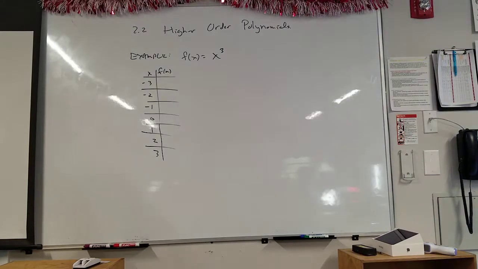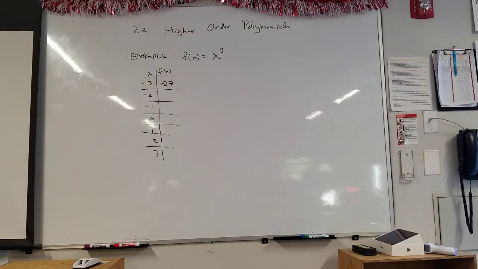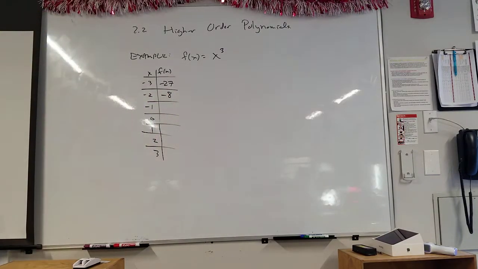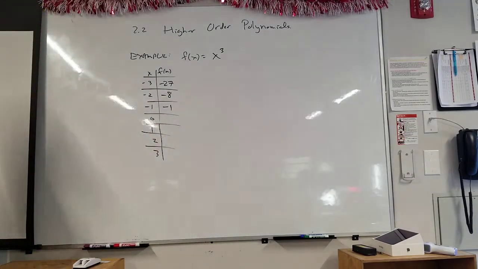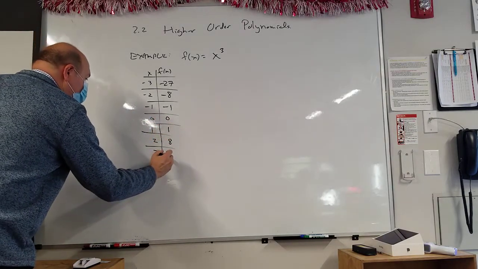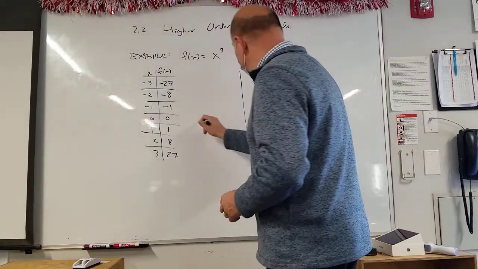So -3 to the third power. What do you guys say? 27. Okay, that's off the chart already here. How about -2 to the third power? -8. All right. -1 to the third power? -1. Then 0, 1, 2, 3. Awesome. Okay, so let's convert it to a graph because we want to see a graph for these right here.